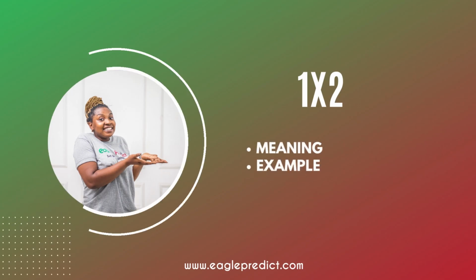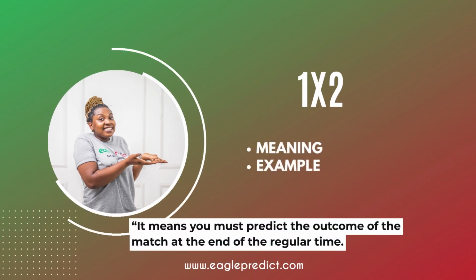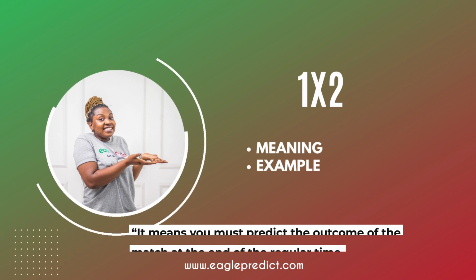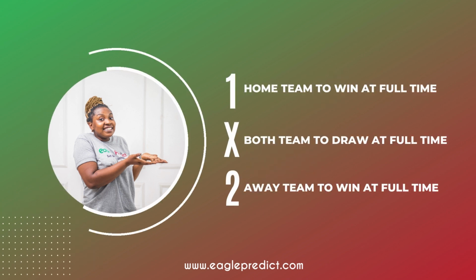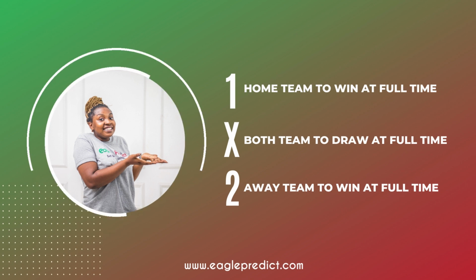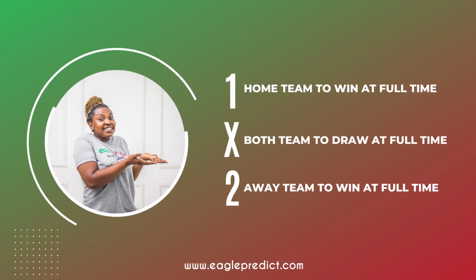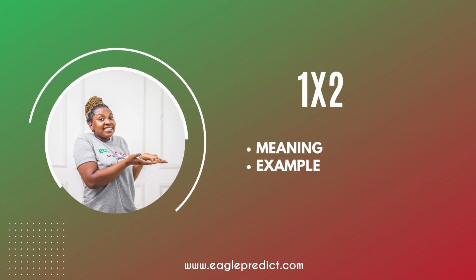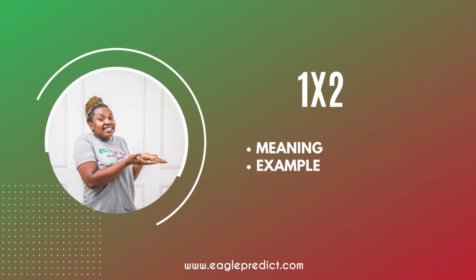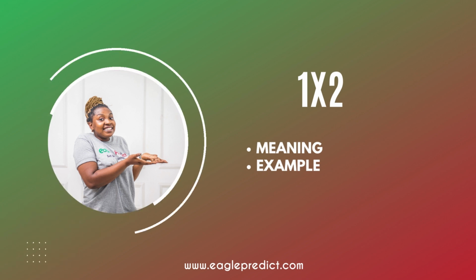1x2 means you must predict the outcome of the match at the end of regular time. Now, with this 1x2, there are three possibilities. You have the 1, which is home team should win. You have the 2, which is away team to win. And then you have the X in the middle, which is for both teams to draw. Although, with this option, the overtime is not included.